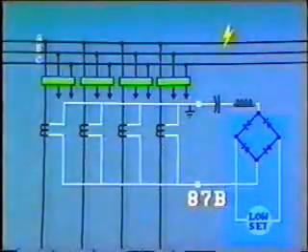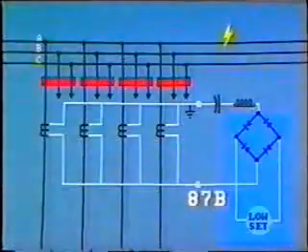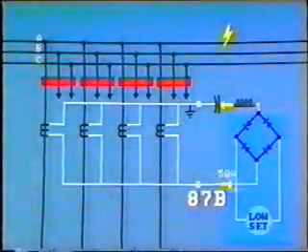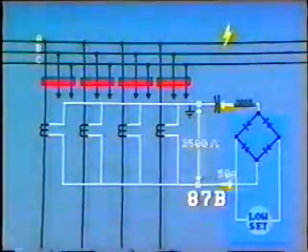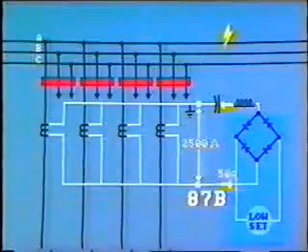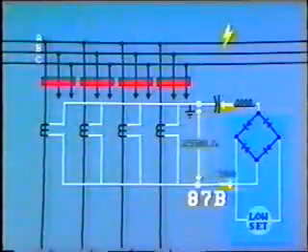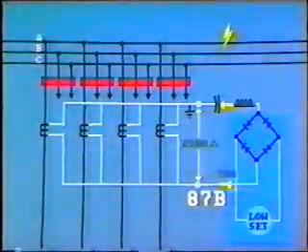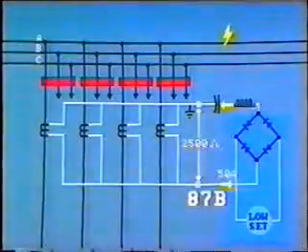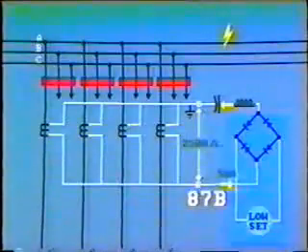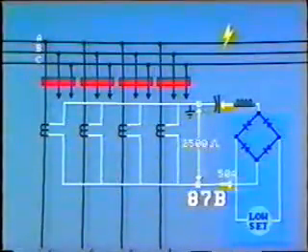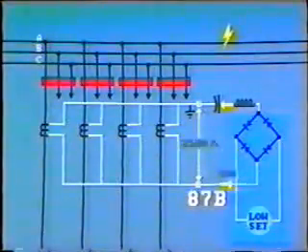However, this does raise another problem. Suppose under such conditions that the total secondary differential current is, say, 50 amps. If all of this current were to pass through the high impedance relay of 2,500 ohms, the total voltage drop across the relay would be 2,500 times 50 equals 125,000 volts. This would obviously destroy the relay.